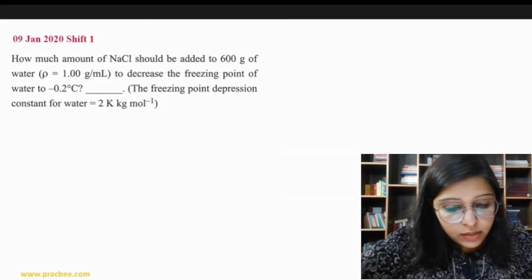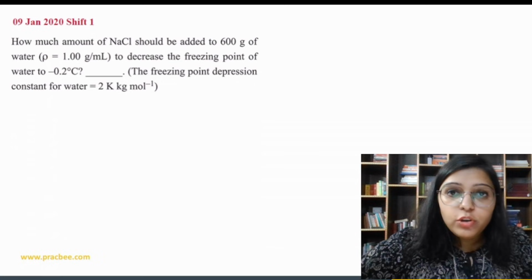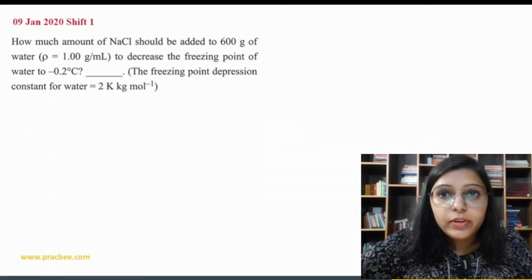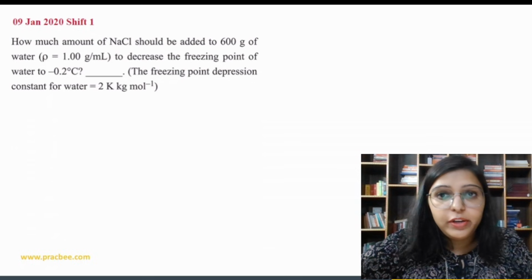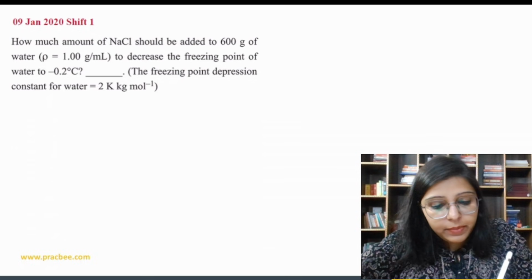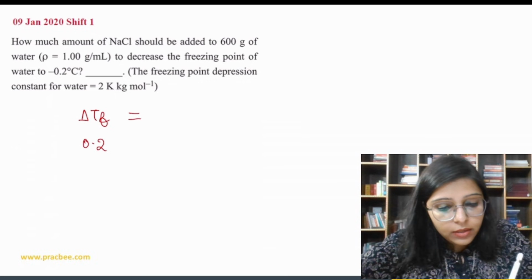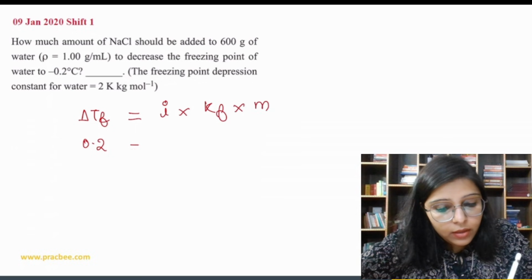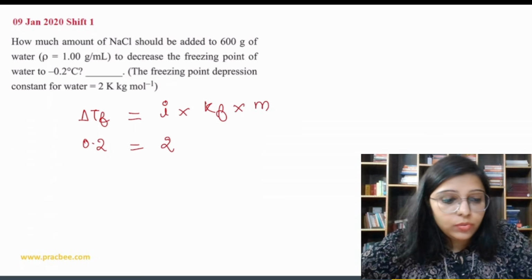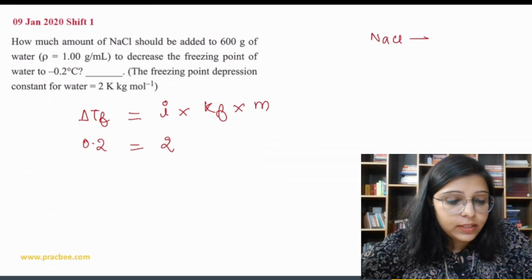Now let's solve another question. How much amount of NaCl should be added to 600 gram of water to decrease the freezing point of water to minus 0.2 degrees Celsius? It means delta TF you have to take 0.2, right? Delta TF is i into KF into m. The value of i you have to take 2 because NaCl dissociates into Na plus and Cl minus.